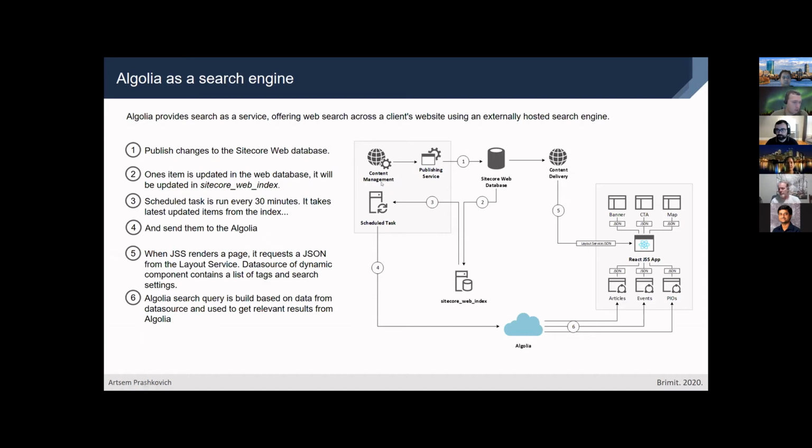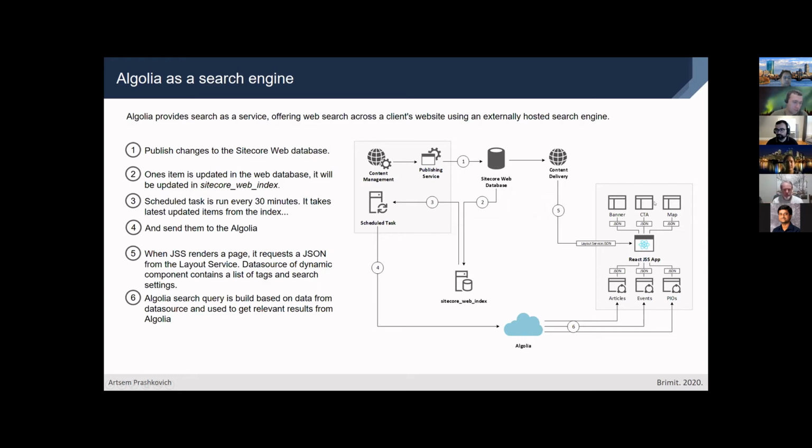Once authors make any changes in content and publish them, it goes to the web database, and immediately when an item is updated in the database, it will be updated in the Sitecore index as well. We have a scheduled task which runs on this CM server every 30 minutes. It takes the latest updated items from the index, processes them, and sends them to Algolia.